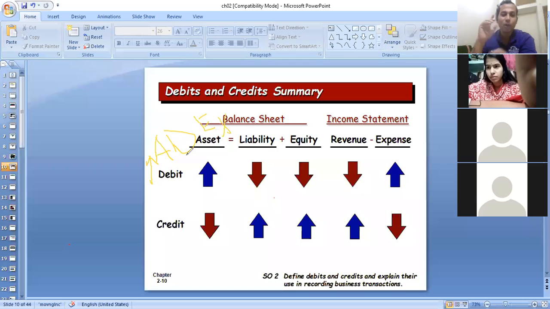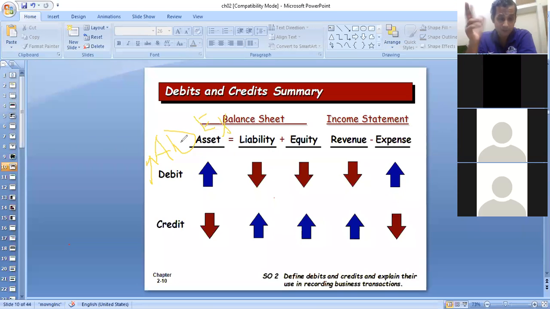Very simple. So within three alphabets, you covered 6 formulas. So ADX. Again, I'm telling you ADX. A means assets. Assets increase, debit, remember. D means dividend or drawings, whatever. If dividend increase, debit, or drawings, if the owner draws some money from the company, drawings increase, debit. Expenses increase, debit.